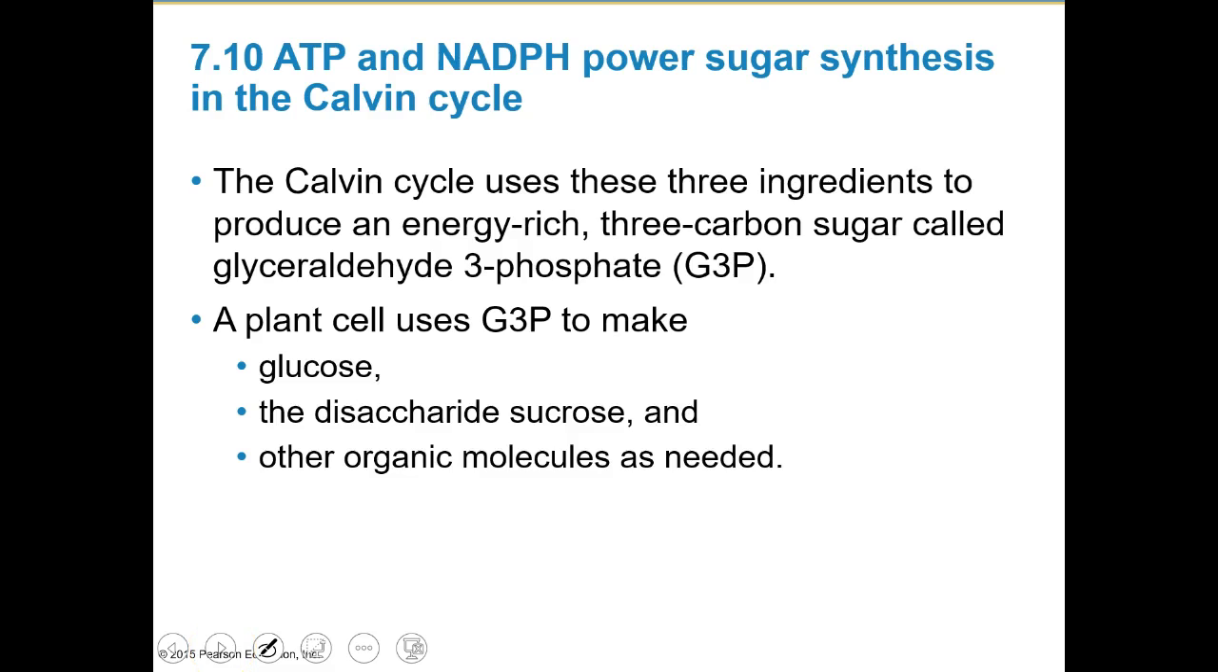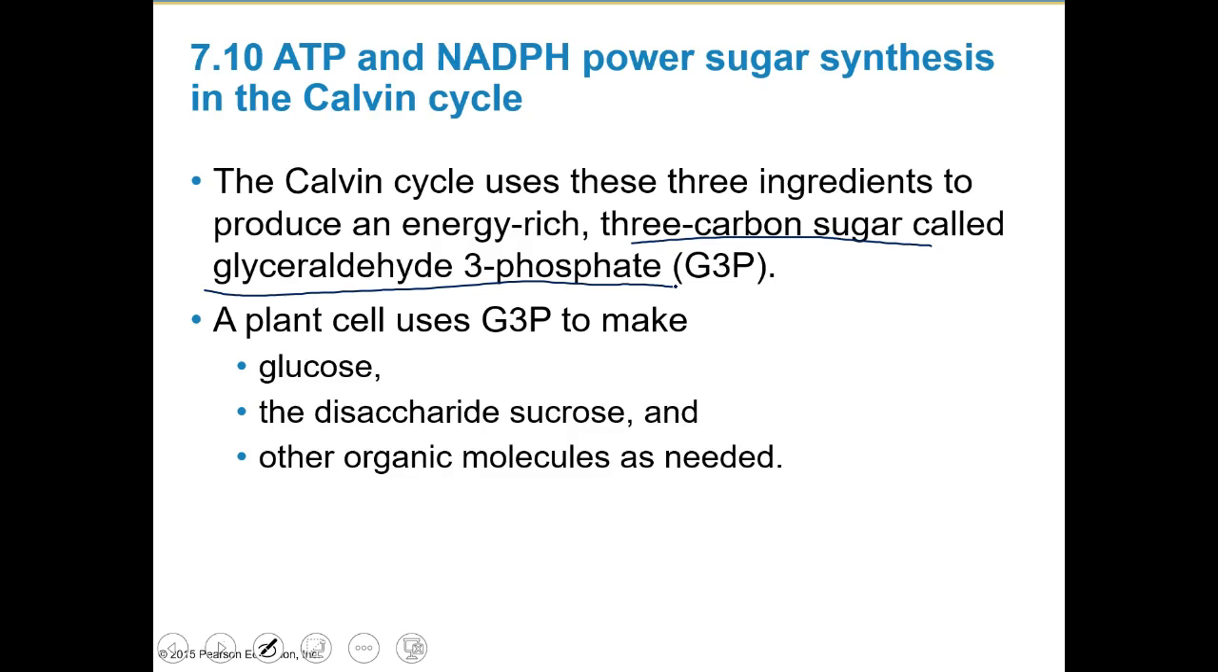Okay, so the Calvin cycle uses those ingredients to produce this energy-rich molecule that they call G3P, glyceraldehyde 3-phosphate. I've actually heard it called something else recently, like GAP. I think glyceraldehyde phosphate, I guess, is what they're calling it. But G3P works for me.